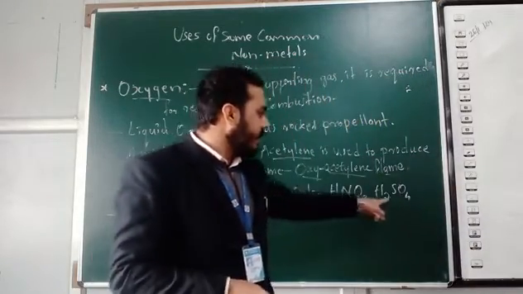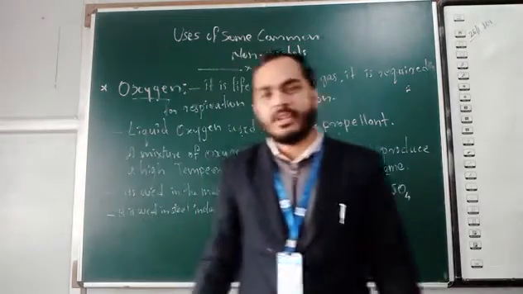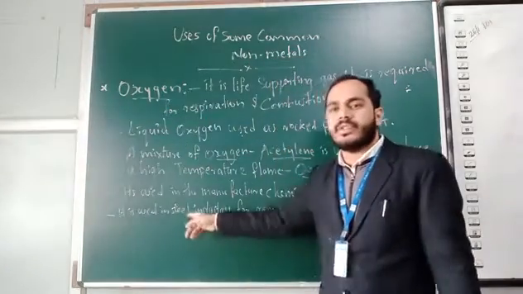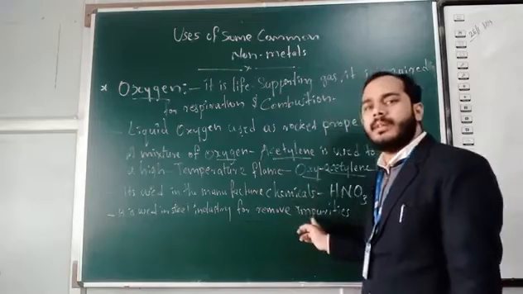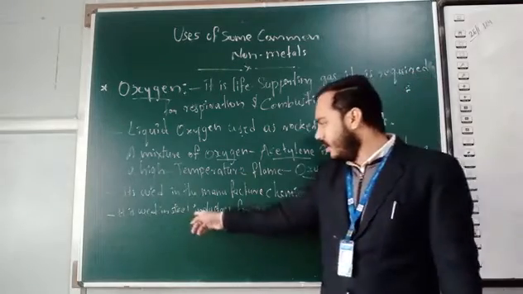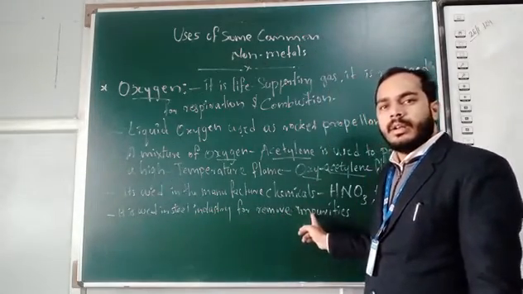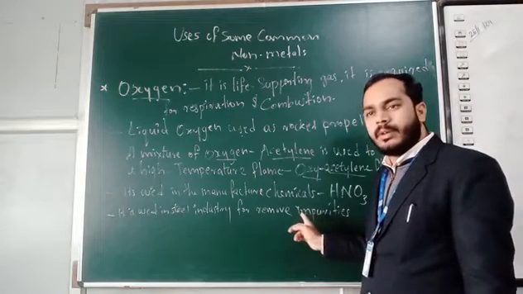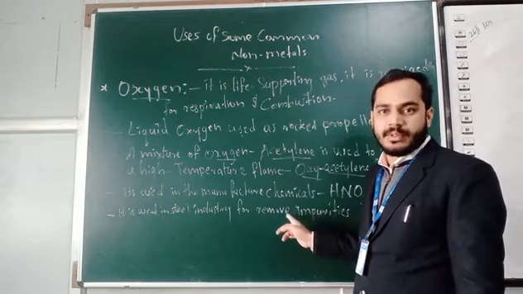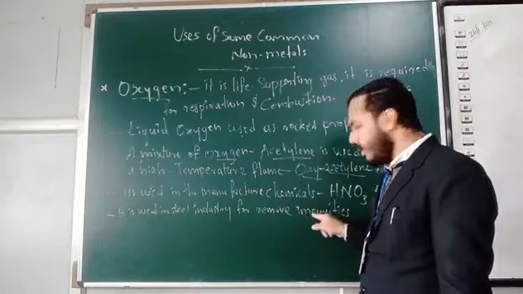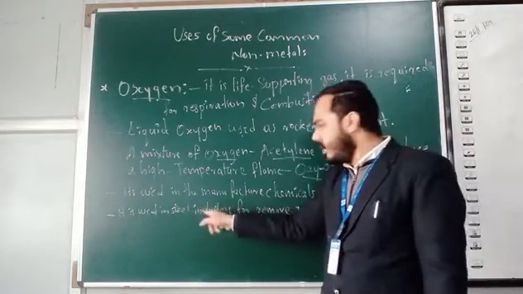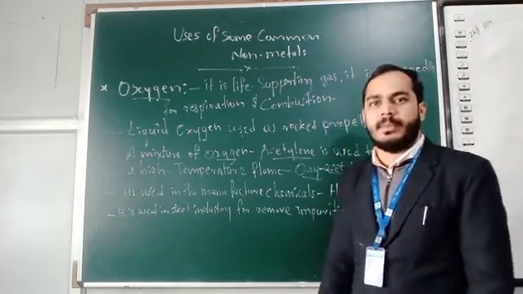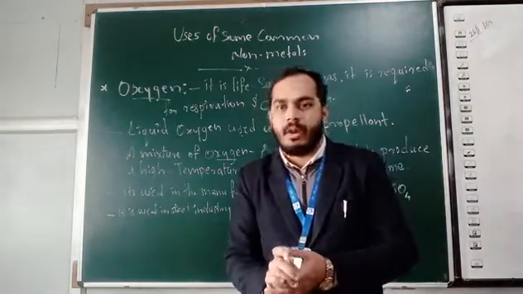Okay, nitric acid and sulfuric acid. And the next one, it is also used in the steel industry for removing impurities. Pure oxygen will help us remove the impurities from the steel industry or steel factory. These are the main uses of oxygen.